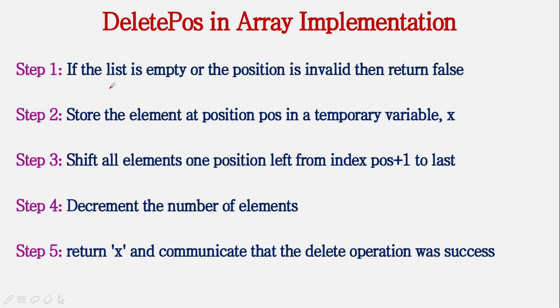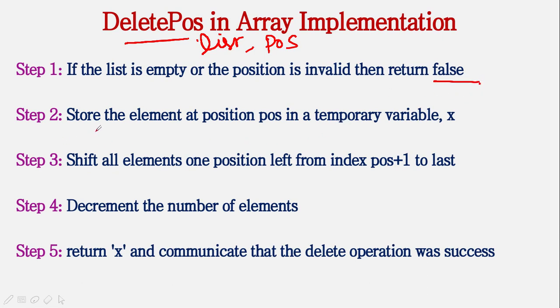First step is to check whether the list is empty or not. This we do in general for all the delete operations. In addition to that, we should also check whether the position is valid, right? Because in the delete position operation, we consider the list from which we have to delete as well as the position where the deletion has to be made. If the position is invalid also, you are going to return false indicating failure.